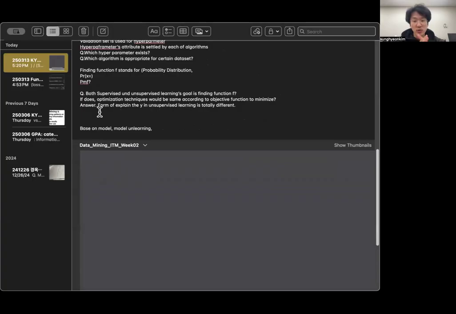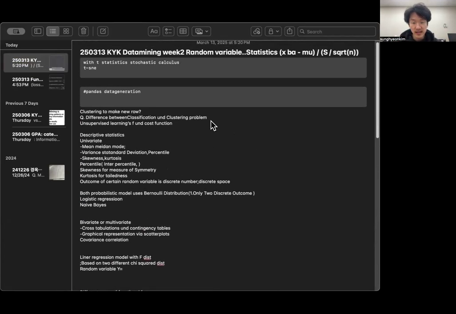And my another question is, when you do unsupervised learning, what is the form of function F and what is the form of the loss function? The form of explaining the Y in unsupervised learning is totally different. So in classification and clustering, classification is a supervised learning algorithm, which is predicting a category. Clustering is an unsupervised algorithm, which just makes a group.